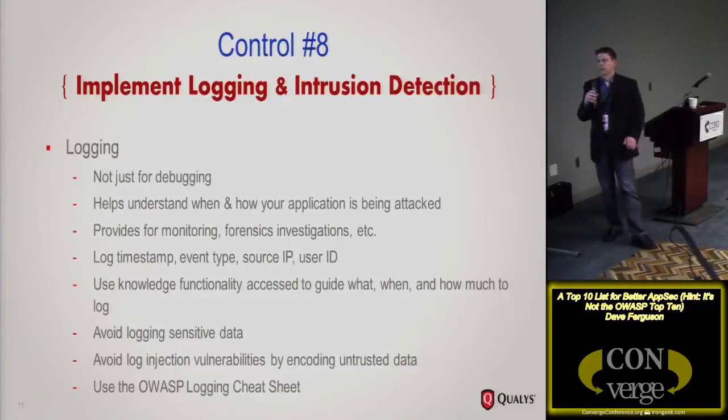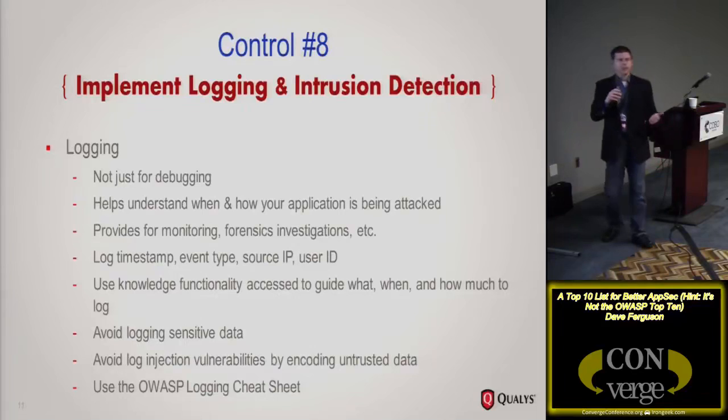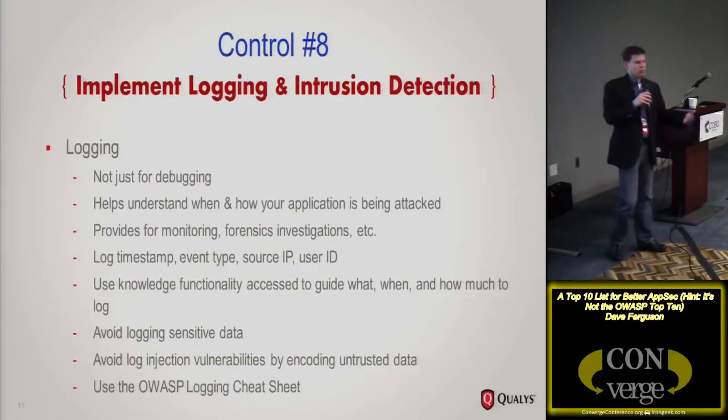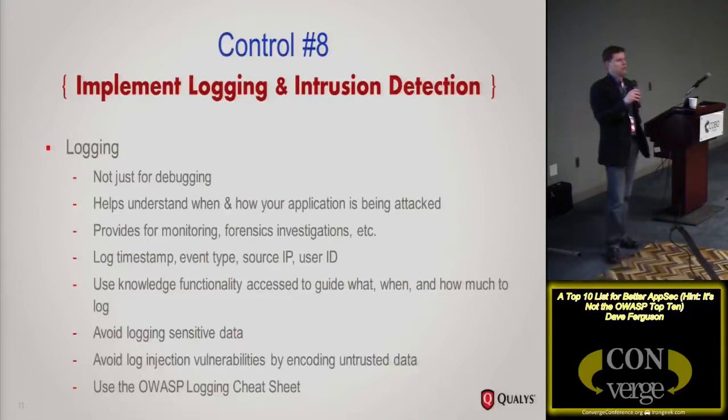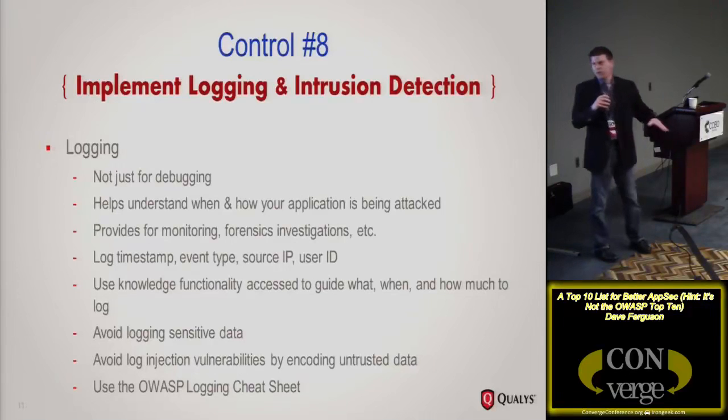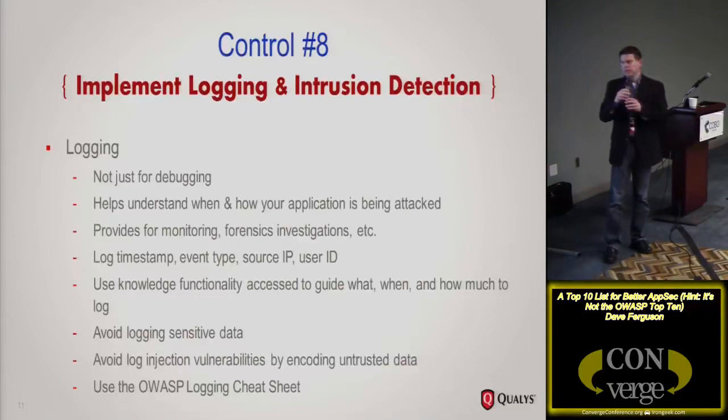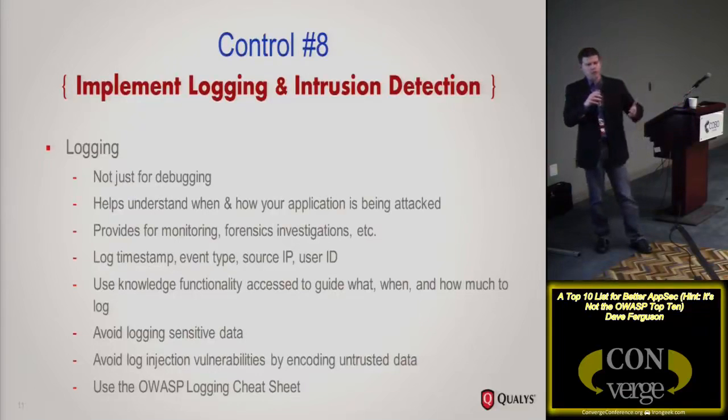When the logging is done, you really should list the timestamp of when it occurred, the event type, the source IP, and the user ID associated with that, if needed. As you're developing the application, the developers know where the important pieces are, so you can use that as a guide to know what to log, where to log it, and how much to log. And as usual, you want to avoid logging sensitive data. You don't want to have credit card numbers or passwords in your logs.